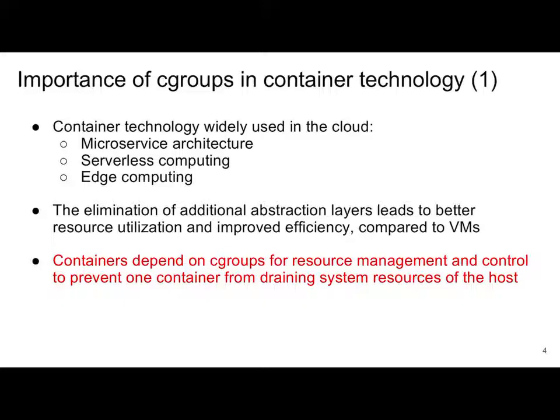The elimination of additional abstraction layers from the VMs led to better resource utilization and improved efficiency in the case of container technology. Containers depend on C groups for resource management and control to prevent one container from draining the system resources of the host.